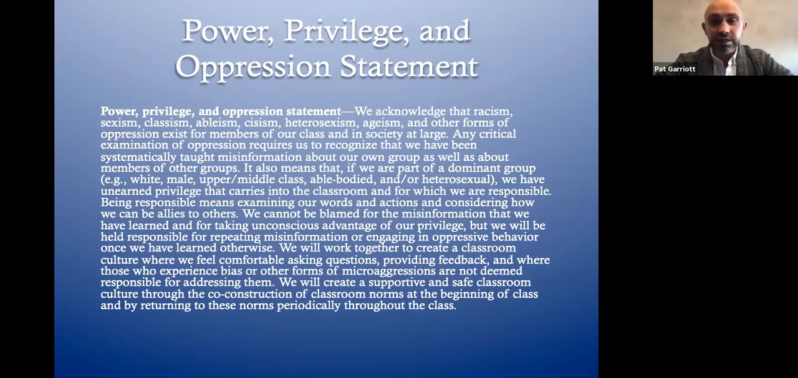So the way it reads now is, we acknowledge that racism, sexism, classism, ableism, cisism, heterosexism, ageism, and other forms of oppression exist for members of our class and society at large. Any critical examination of oppression requires us to recognize that we have been systematically taught misinformation about our own group, as well as about members of other groups. It also means that if we are part of a dominant group, white, male, upper middle class, able-bodied, and/or heterosexual, we have unearned privilege that carries into the classroom and for which we are responsible. Being responsible means examining our words and actions and considering how we can be allies to others.